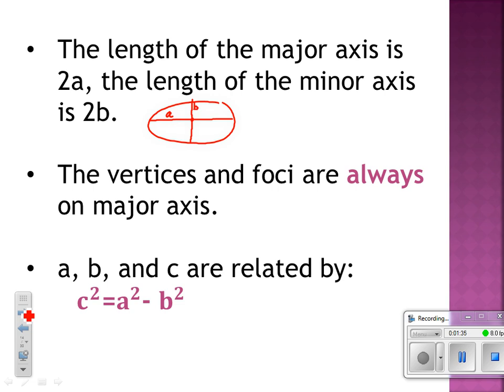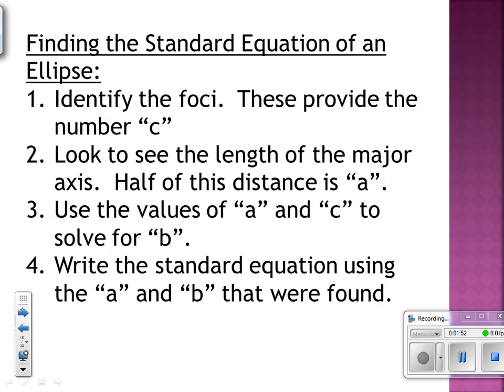The vertices and the foci are always on the major axis, so we will have foci for these conics as well. There is a relationship between the lengths of a, b, and c. That relationship is c squared is equal to a squared minus b squared. All of that information, by the way, from those first two slides was found on that box on page 332. Okay, so those would be good things for you to make sure that you have marked down on your sheet.